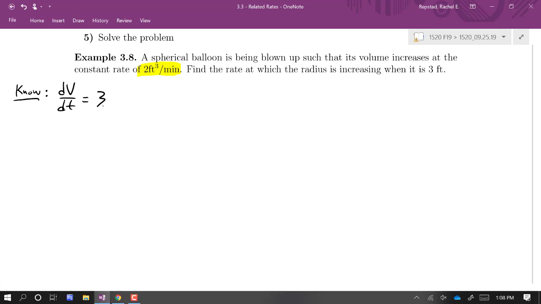Isn't it 2 feet cubed? Oh, yep. Ha, yep. Just joking. Playing around.